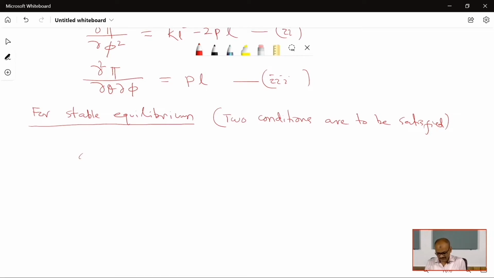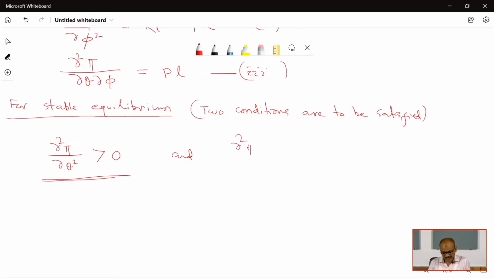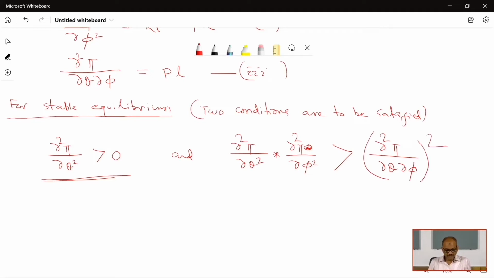One is del square total potential energy with respect to theta square, it should be greater than 0. This is one condition to be satisfied, and the second condition to be satisfied is del square pi by del theta square multiplied by del square pi by del phi square, that is supposed to be greater than del square pi by del theta into del phi, complete whole square. So these are the two conditions to be satisfied for stable equilibrium.